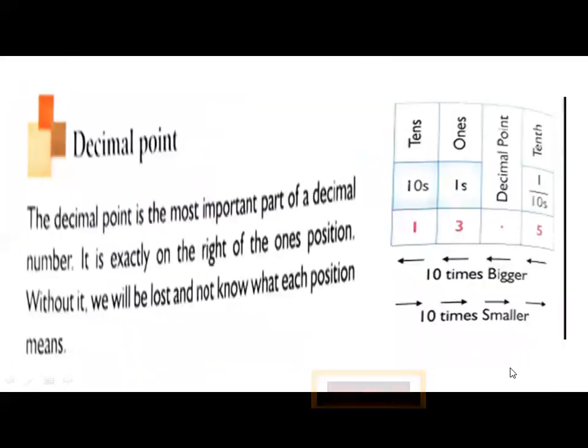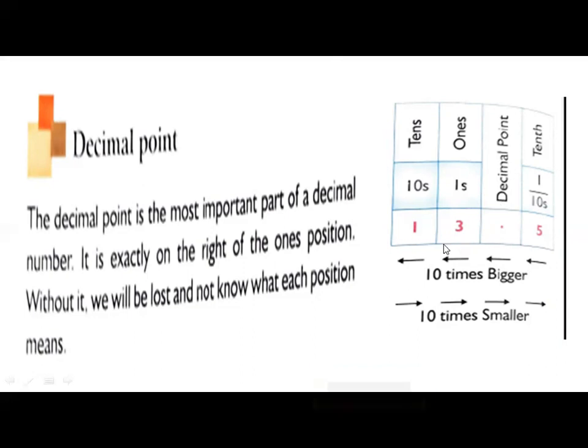What is decimal point? The decimal point is the most important part of a decimal number. It is exactly on the right of the ones position. Without it, we will be lost and not know what position means. If we don't know where the dot is, we don't know which is the whole number part and which is the decimal part. So the decimal point is a very important thing.